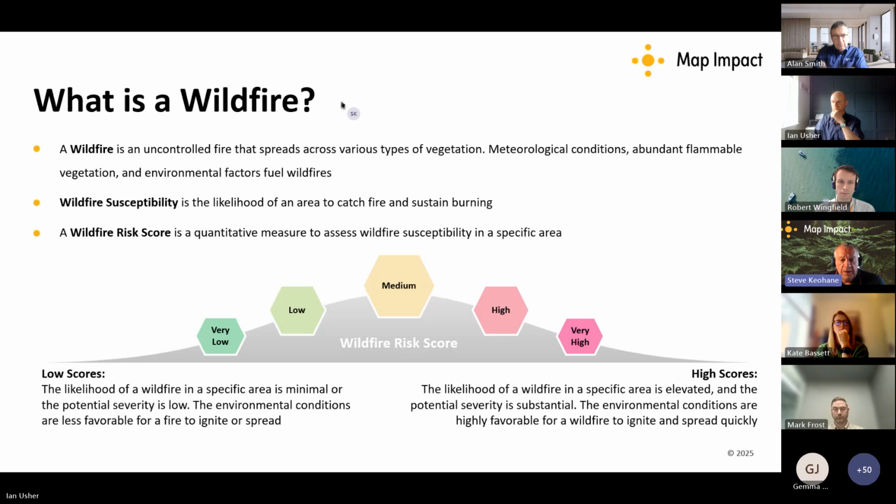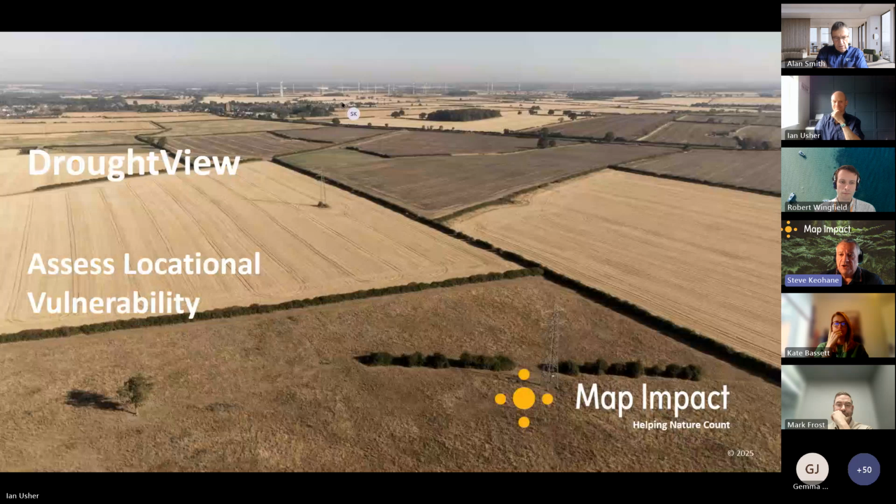So on the low score, we're talking about a very low likelihood of a wildfire in a certain area, going right the way through to a high score, where the likelihood is elevated and the potential for severity is substantial. In the past, we didn't worry so much about wildfire, but it's now a major concern, and we're seeing regulators like the Prudential Regulation Authority telling insurers and banks that they now need to manage this risk, understand it and assess it going forward.